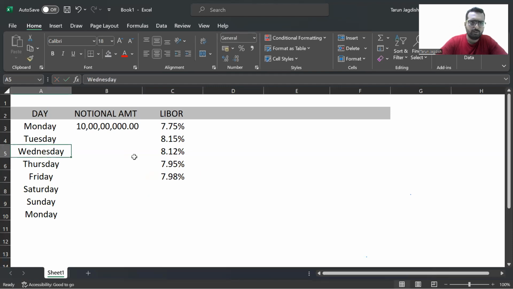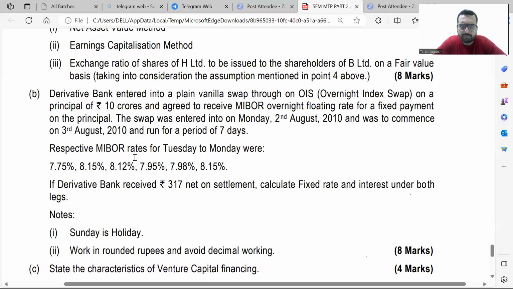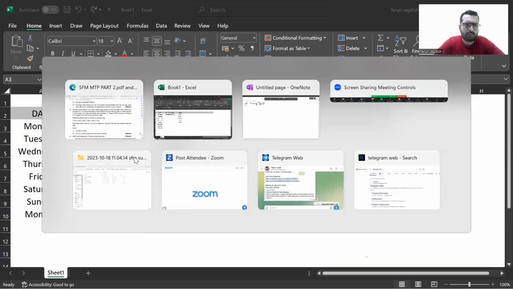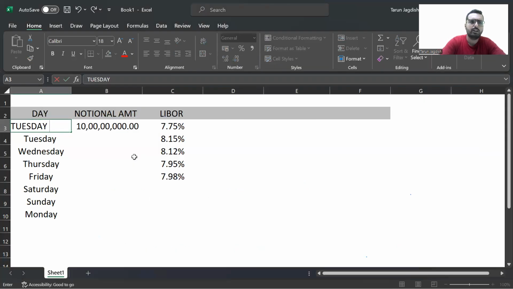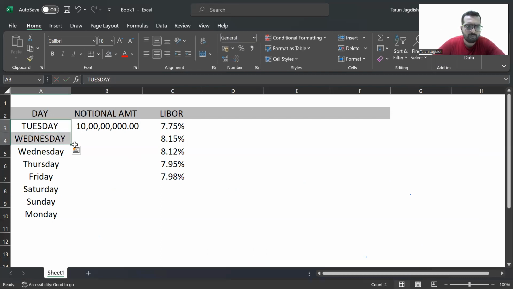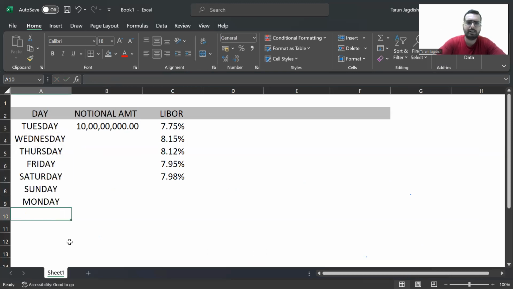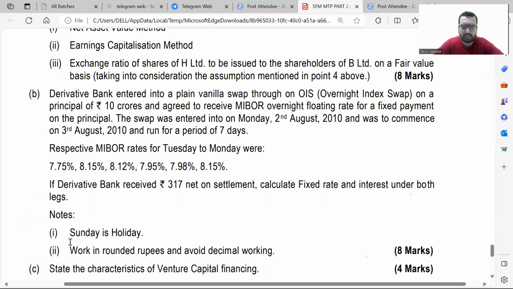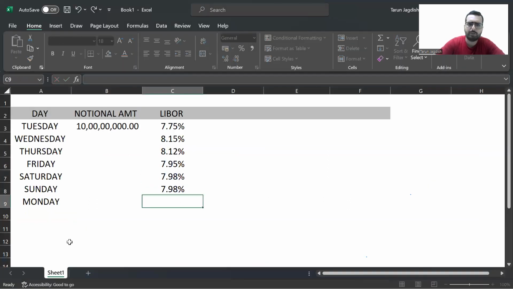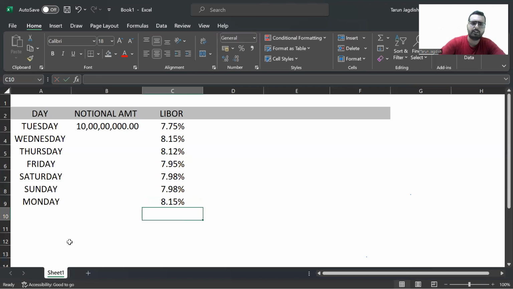This way it is going to be 1, 2. It starts from Tuesday, I think. Wait 1 minute. The swap was entered on Monday, but Tuesday to Monday. So I think I made a small mistake here. I should take Tuesday first, then Wednesday, and then pull it downward, okay, until the next Monday data is given. So 7.98 is on Saturday, so Sunday will also be the same. And Monday will be 8.15%, all right?